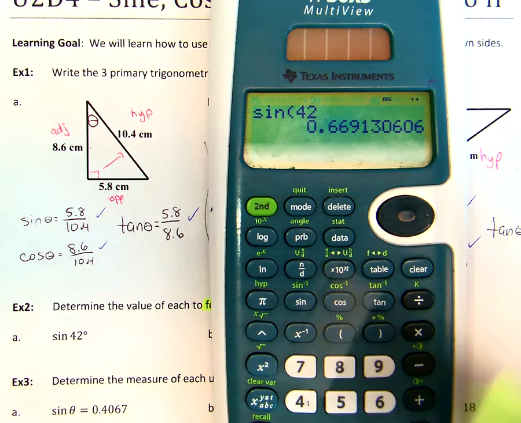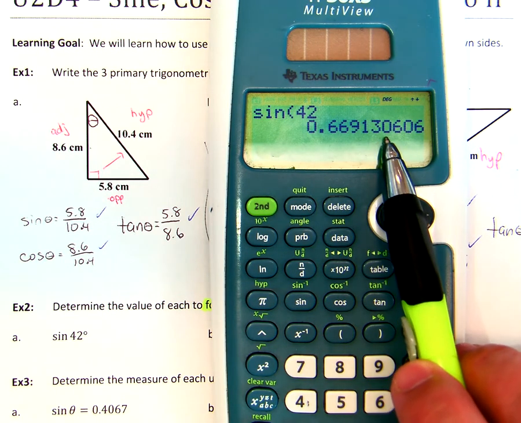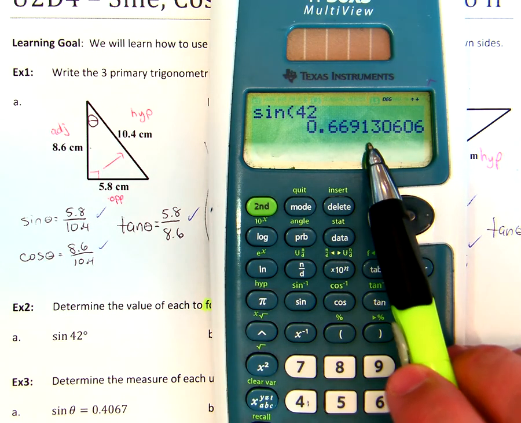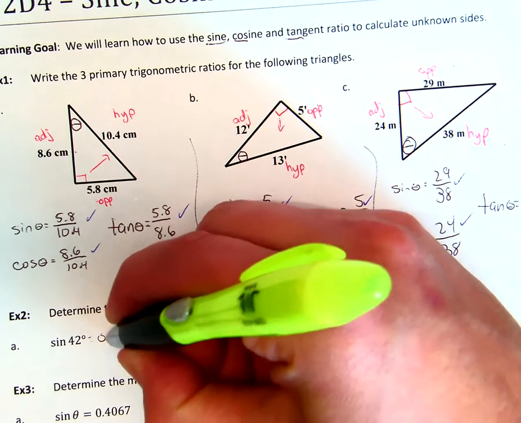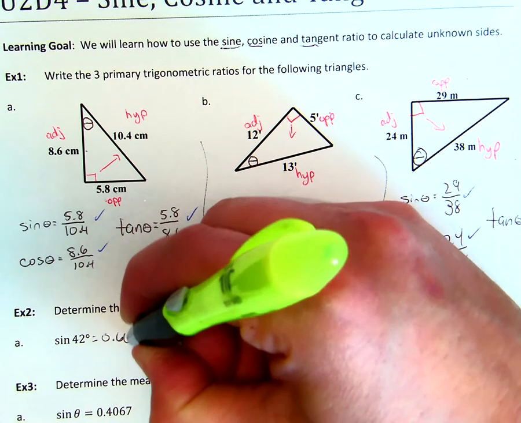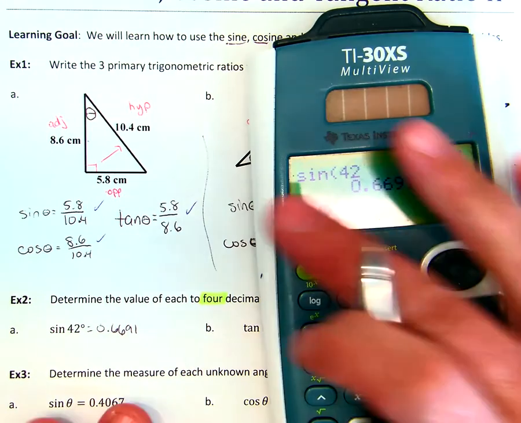0.6691. So I'm looking to round off after 4 decimal places. So after the 1 is a 3. The 3 doesn't tell the 1 to round up, so we're just going to leave it as a 1. So it's going to be 0.6691. And then you do the same thing with tan for the next one.